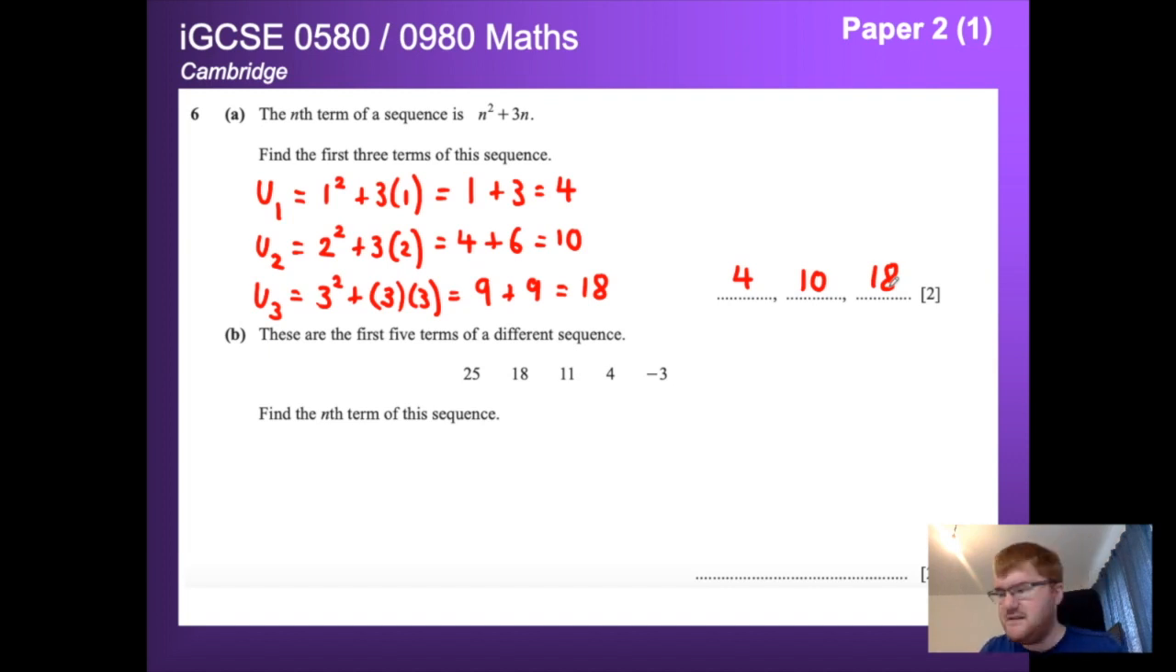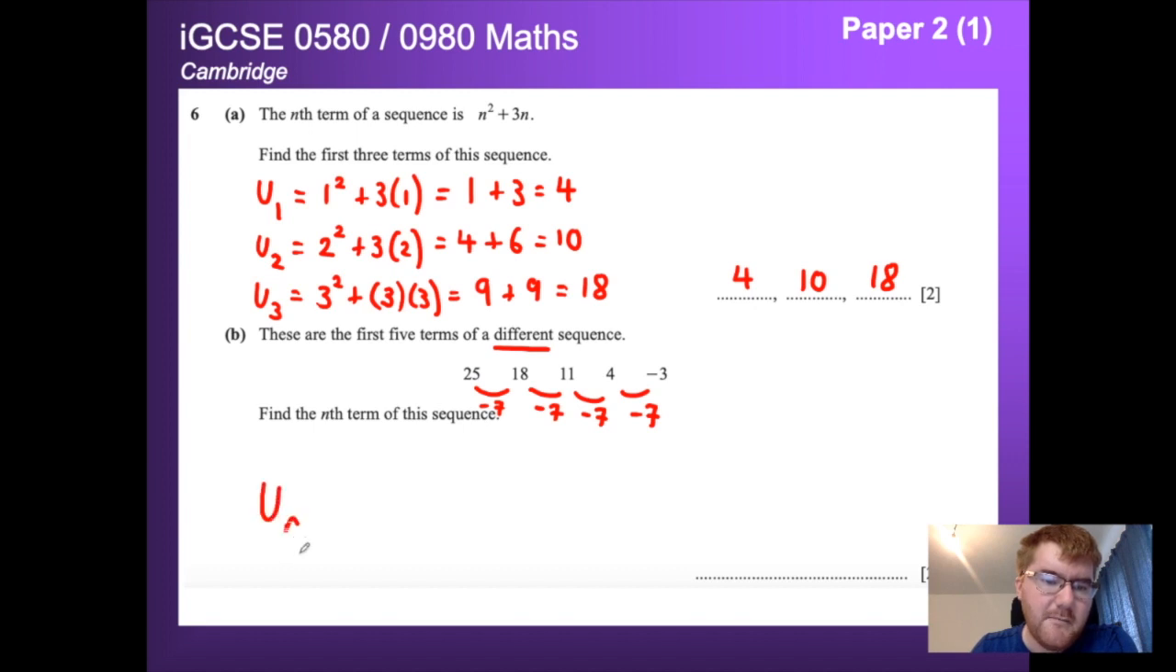Now we have a different sequence. So that question is done. This is not linked to what we've just done. And we want to find the nth term of the sequence. The way I generally teach this is we look for our difference. So notice we're going down 7 here. 25 minus 7 gives me 18. And 18 minus 7 again gives me 11. 11 minus 7. So we're going down in 7s, which is a good starting point for our nth term.